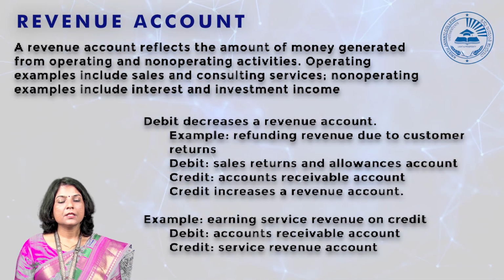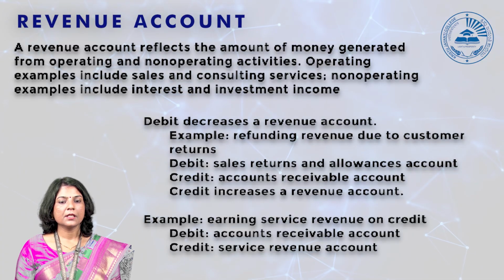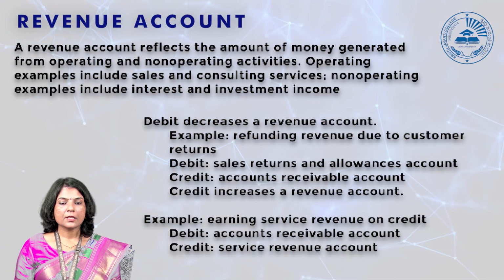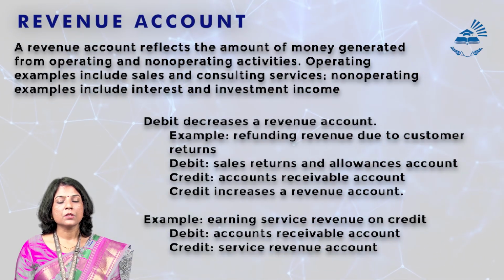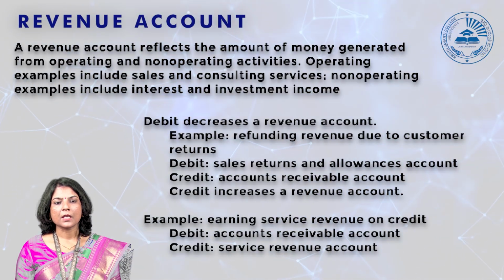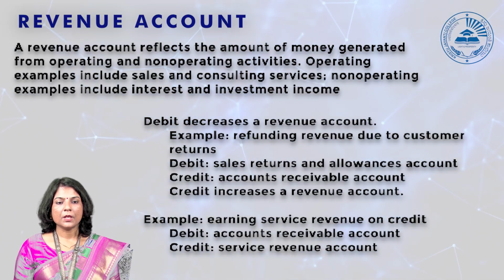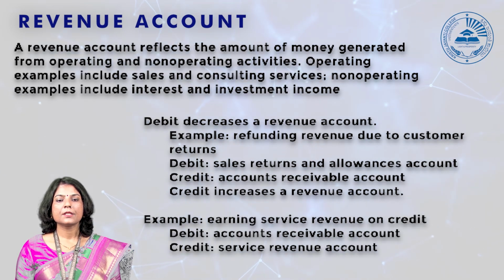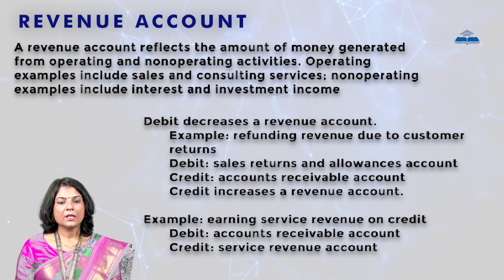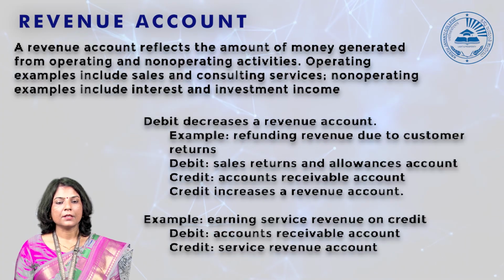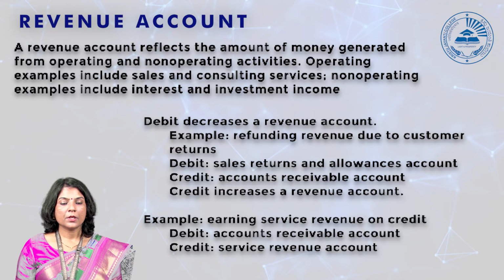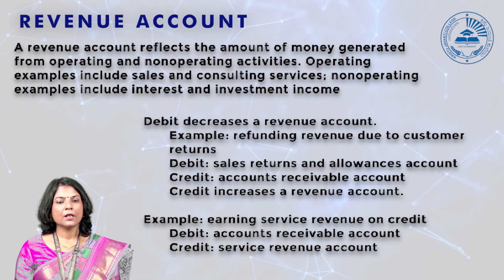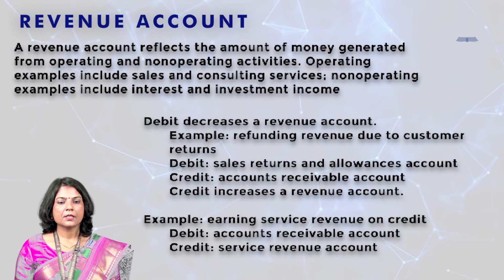Debit decreases a revenue account and credit increases a revenue account. For example, refunding revenue due to customer returns: the customer has returned some of the goods and the company has to pay a certain amount of cash. So the debit goes to the sales returns and allowances account, and the credit goes to the accounts receivable account. Another example is earning service revenue on credit. The company has earned service revenue on credit, so the entry will be debit accounts receivable and credit service revenue account.